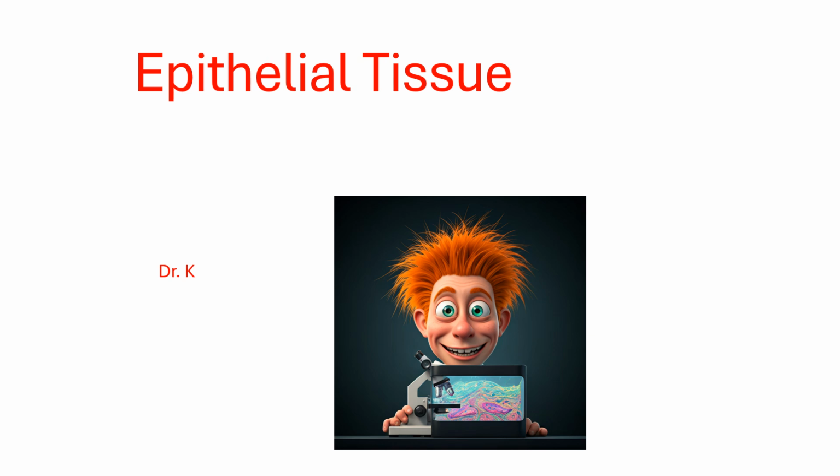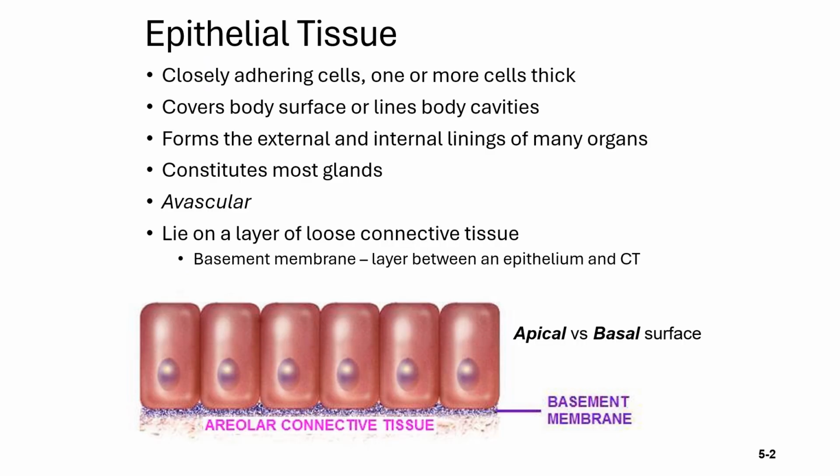This is a presentation on epithelial tissue by Dr. K. So we were talking about the primary tissues. There are 4 primary tissues in the body: epithelial tissue, connective tissue, nervous tissue, and muscular tissue. Today we're going to talk about epithelial tissue.